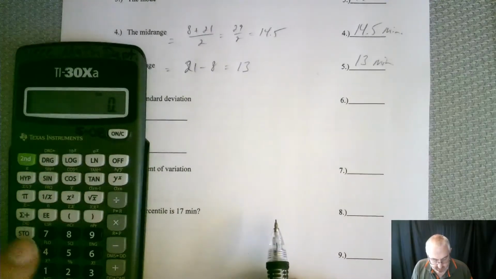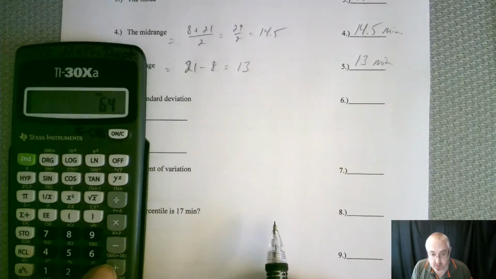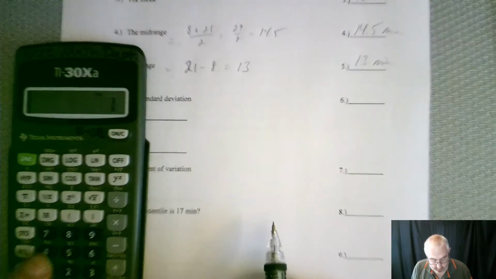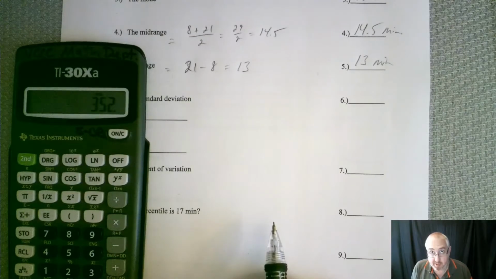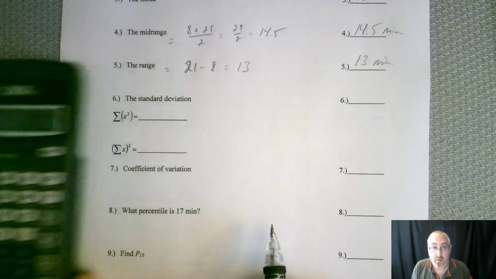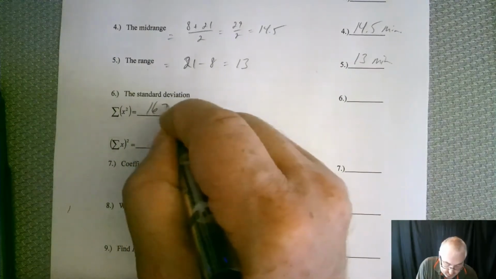So 8 times 8 is 64, so I don't need to square it. Plus 12 times 12 is 144, another 144. 13 times 13 is 169, plus 14 times 14 is 196, plus 15 times 15 is 225, plus 17 times 17 is 289, plus 21 times 21 is 441, equals 1672. So 1672 should be this first sum.